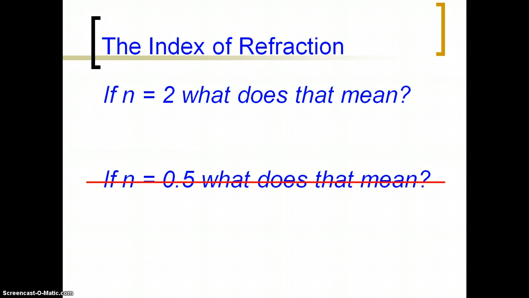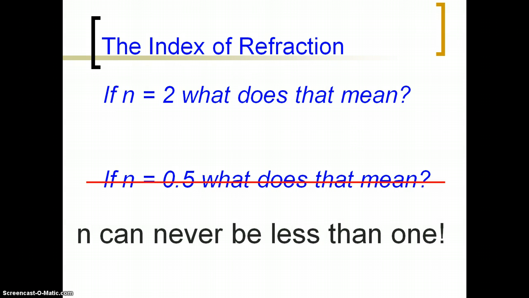Maybe one of you someday will figure out how to get light to go faster than 3 times 10 to the 8 meters per second. In which case, I guarantee you would win a Nobel Prize in physics and collect a $1.3 million prize. Yeah, that's it. Just 1.3. Yeah, it's like that. I want as much money to be like, n can never be less than 1.